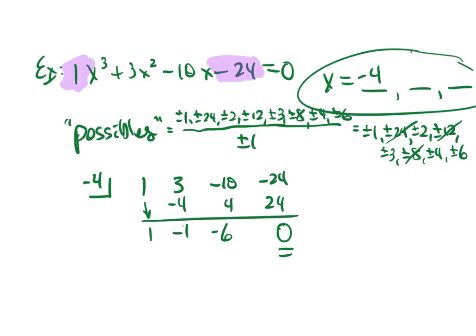Now if we write down the depressed equation, remembering we started with 3 solutions, we took 1 out, which means what we have left has 2. So therefore our depressed equation then is going to be 1x squared minus 1x minus 6 is equal to 0.